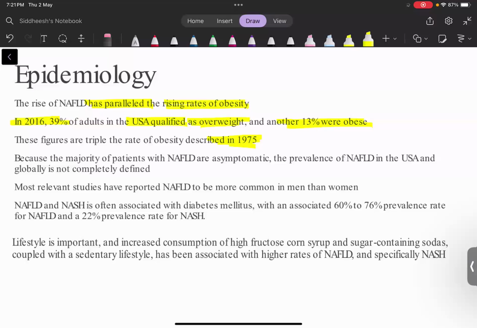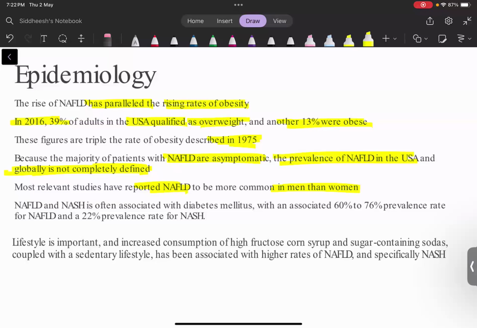Because the majority of patients with NAFLD are asymptomatic, the prevalence of NAFLD in the USA and globally is not completely defined. Even suppose in this class we have around 180 individuals. If I put my ultrasound probe on your liver, out of 180, 179 might have grade 1 fatty liver. It is a very obvious thing. Most relevant studies have reported NAFLD to be more common in men than women.